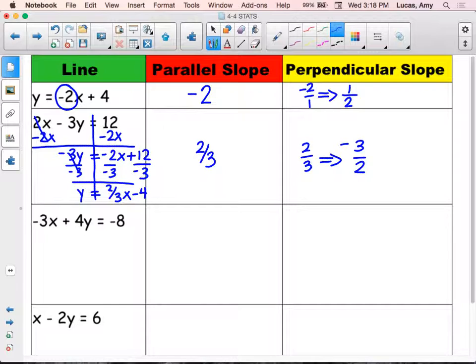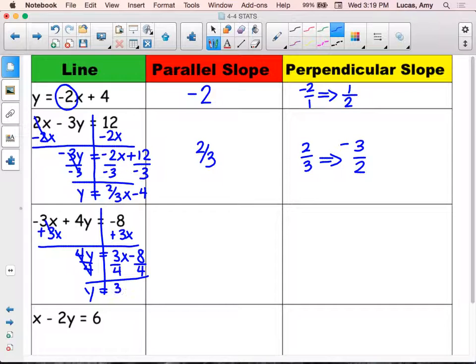The next 2 are similar to that one. So I add 3x, 4y equals 3x minus 8, writing them side by side, and then divide everything by 4. So y equals 3/4 x minus 2. So parallel slopes stay the same, perpendicular, flip, and change. So it will become -4/3.